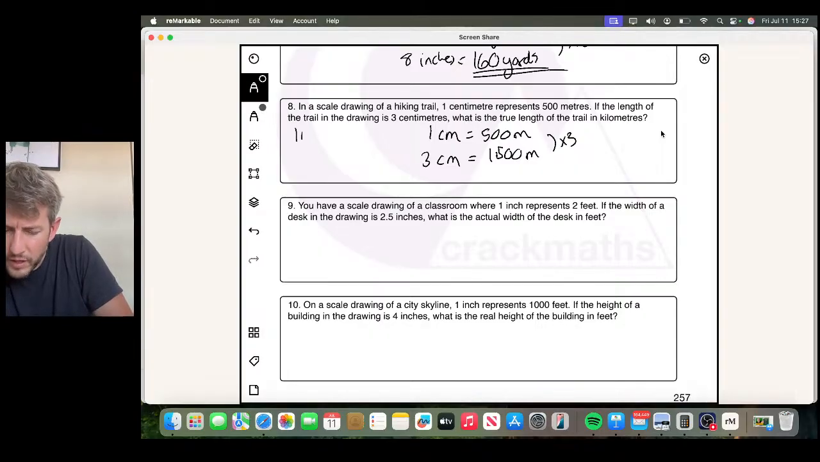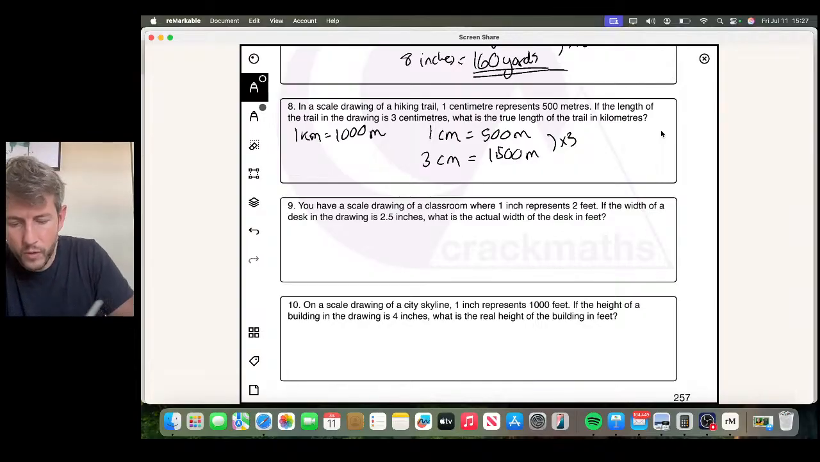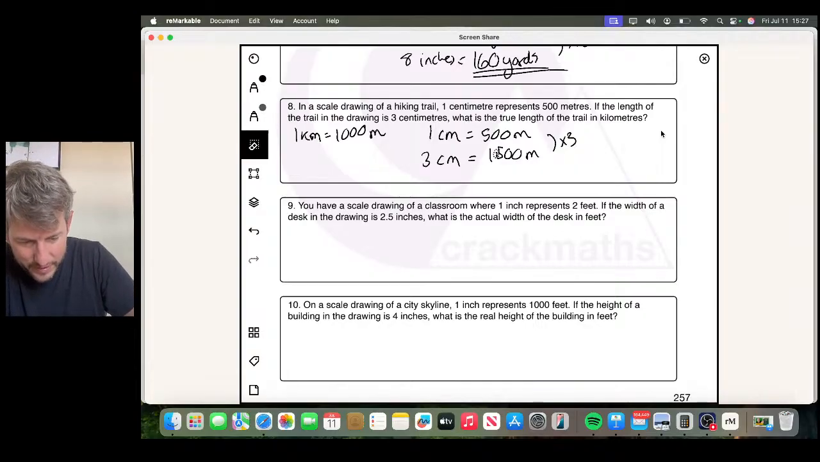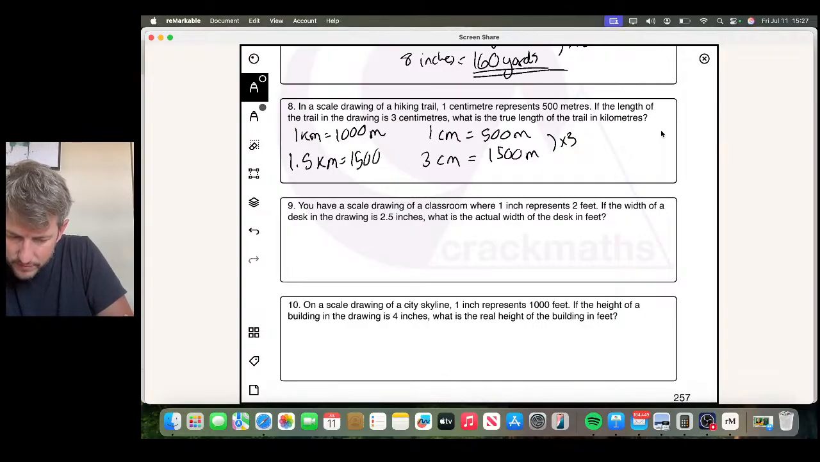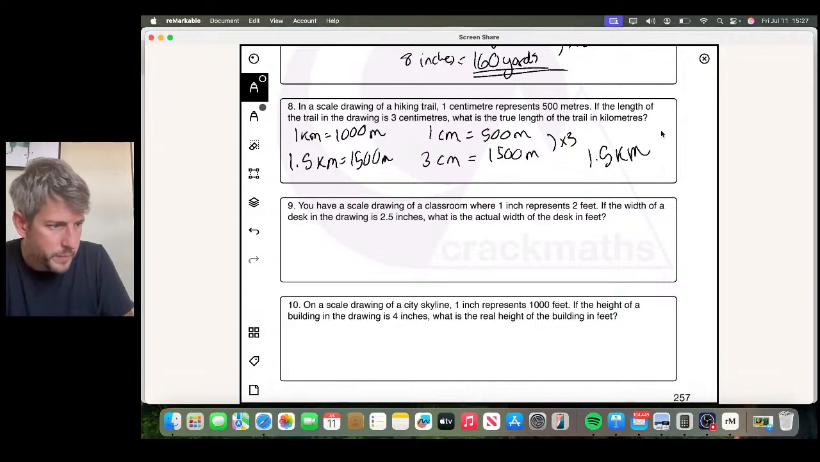Now, 1 kilometre equals 1,000 metres. This is something that we need to know. And so, I almost drew it there anyway. 1.5 kilometres is 1,500 metres. So the answer is 1.5 kilometres.